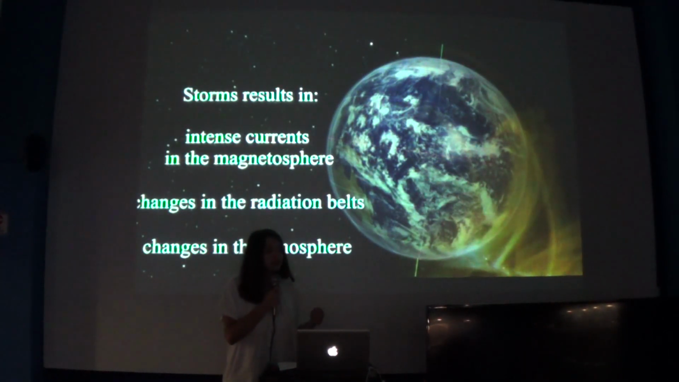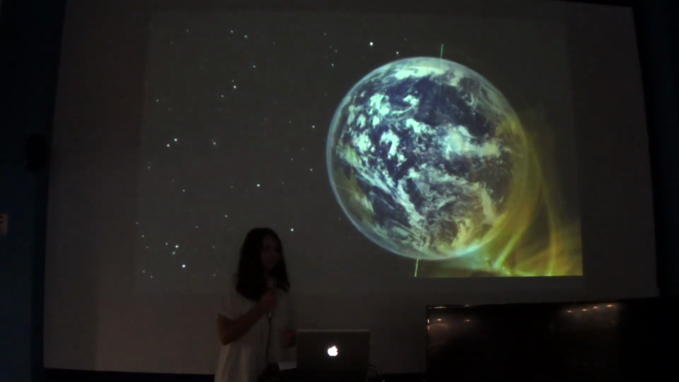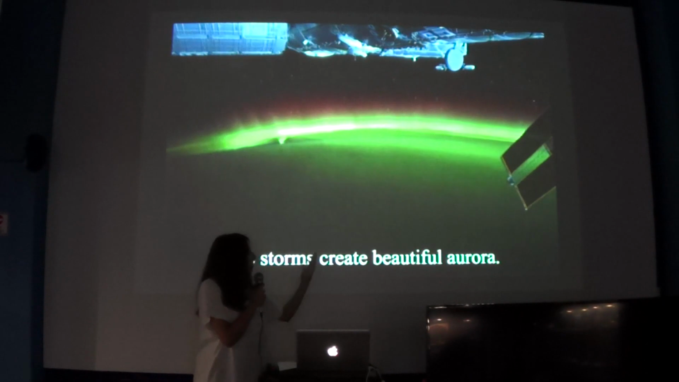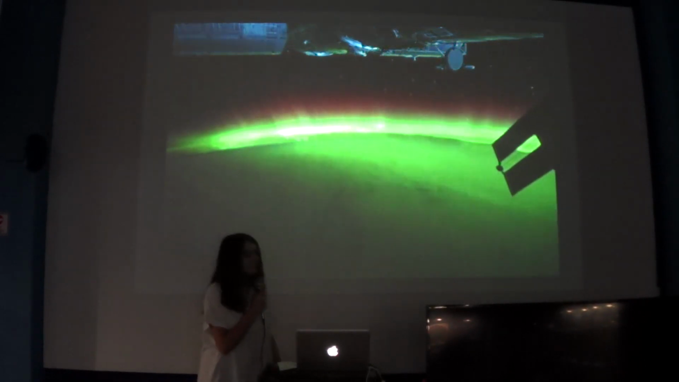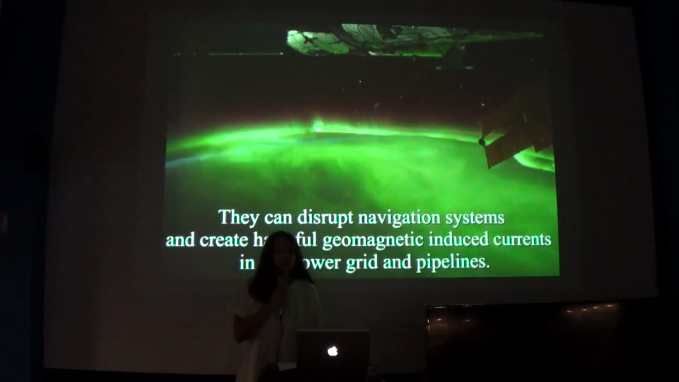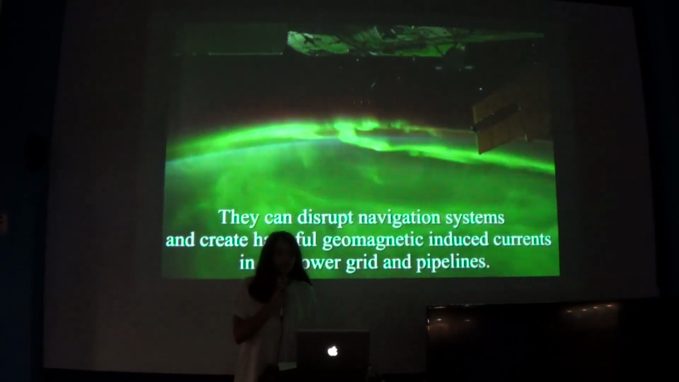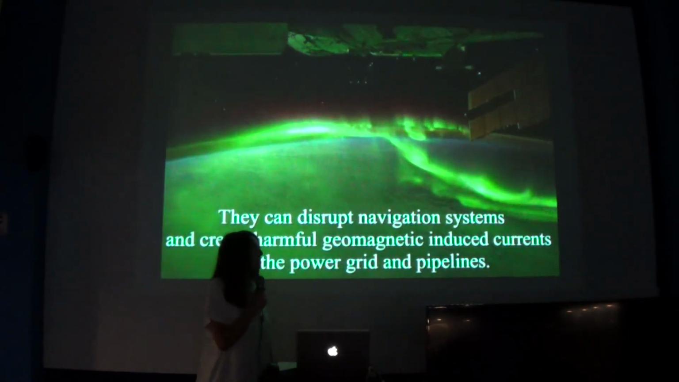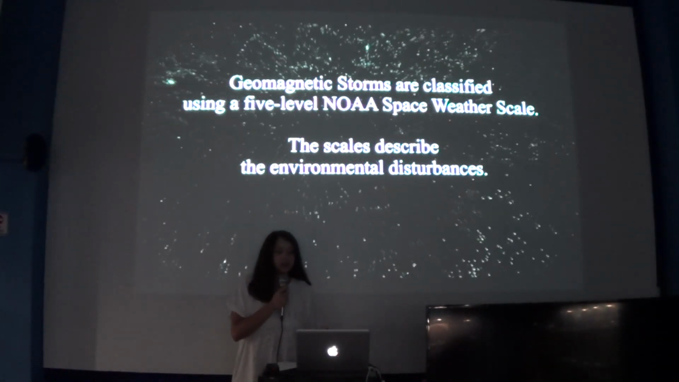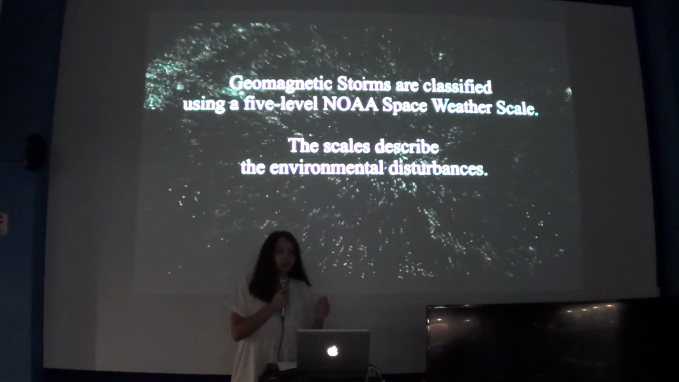Storms result in intense currents in the magnetosphere, changes in the radiation belts, and in the ionosphere. They create beautiful aurora. They can disrupt navigation systems and create harmful geomagnetically induced currents in the power grid and pipelines. Geomagnetic storms are classified in a 5-level scale according to the risk.